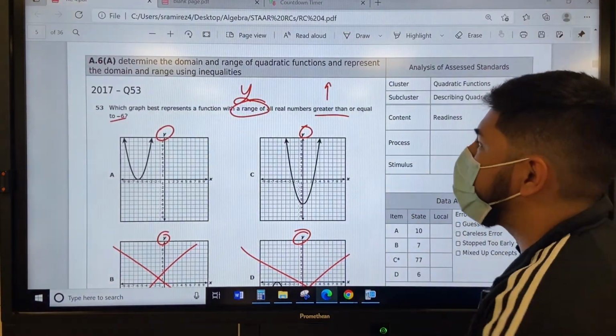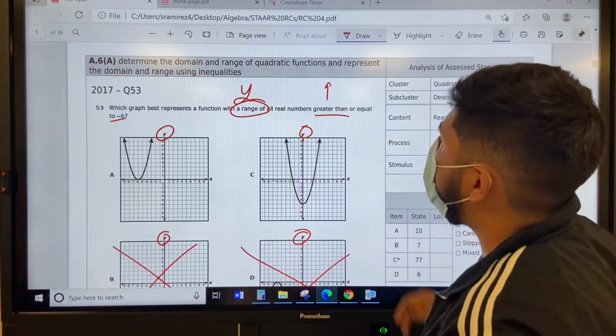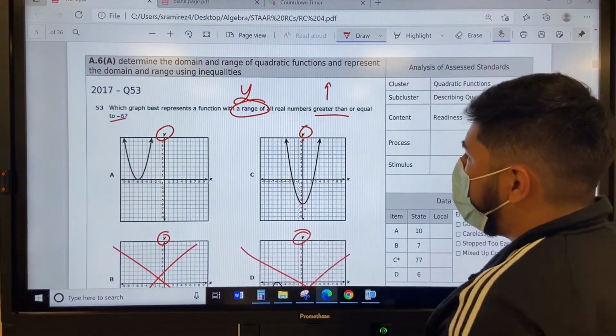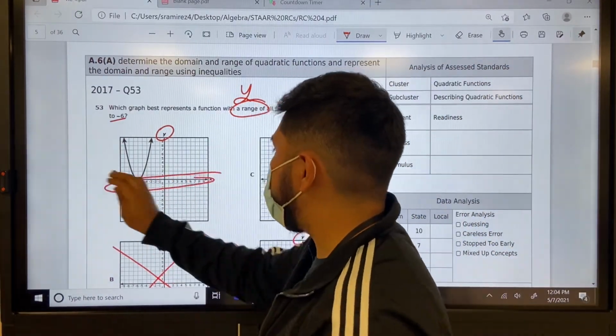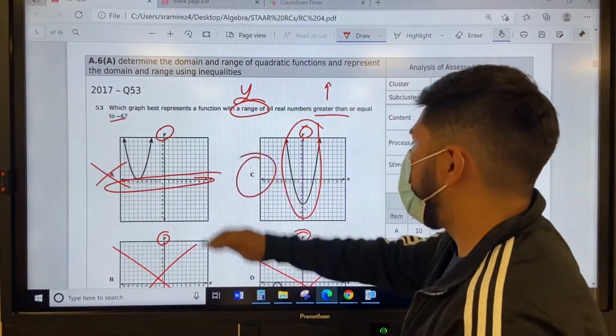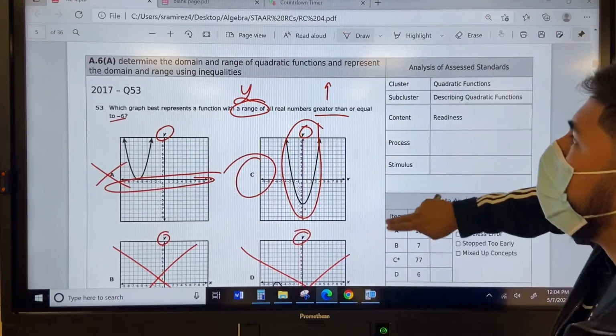Greater than -6 on the range of Y. And which one's on the Y? Boom. This one's on the Y. This one is on the X. That's not what we want. Looks good. Let's keep going.